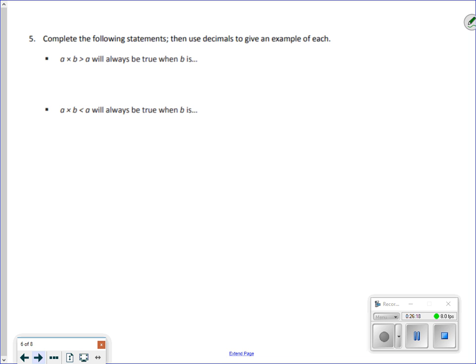Okay. So complete the following statements, then use decimals to give an example of each.